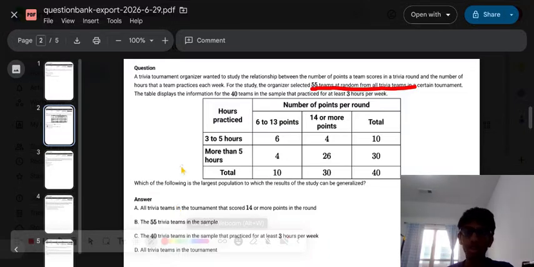So if we look here, what is the broadest thing that can be generalized? If we look here, we see a trend, right?